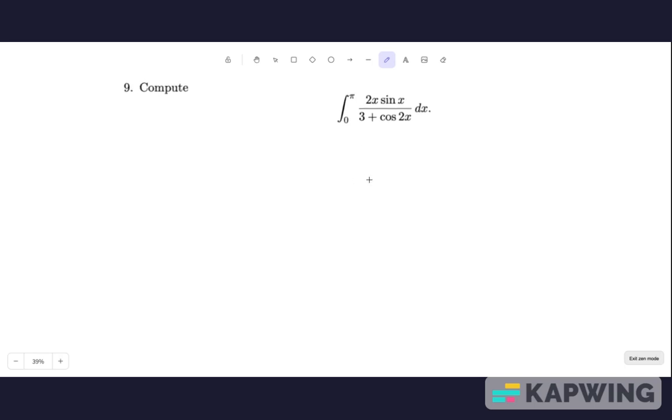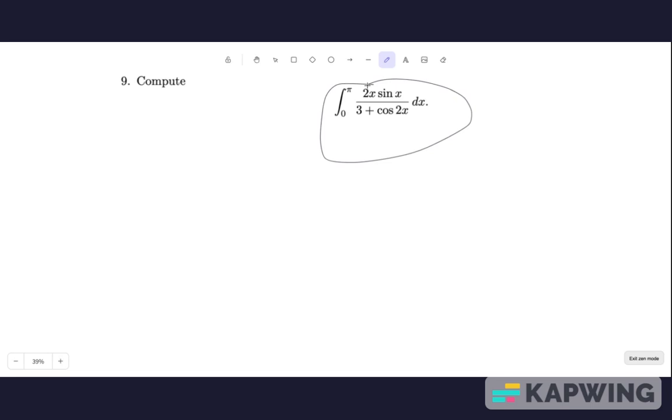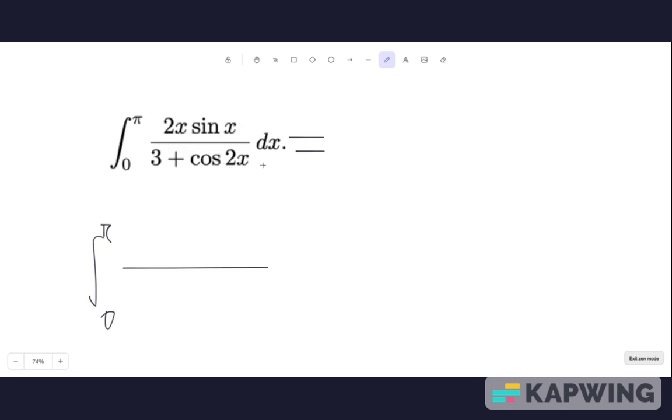Okay, so it's asking us to compute this integral. We have cosine here, so we can write this as 1 minus 2 sine squared of x, so that we only have sine x and x.